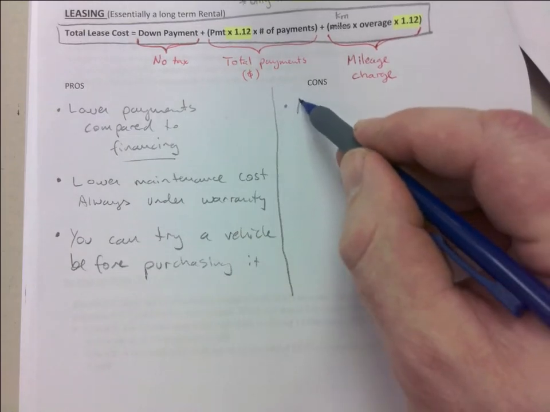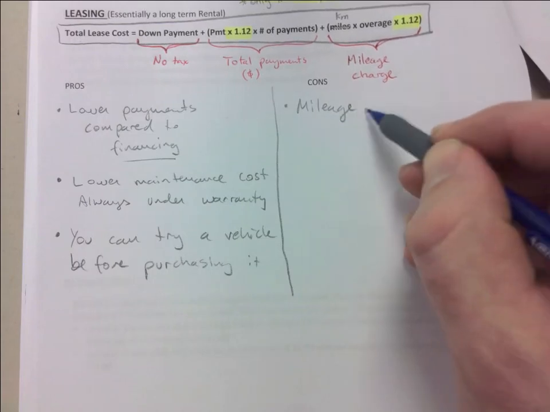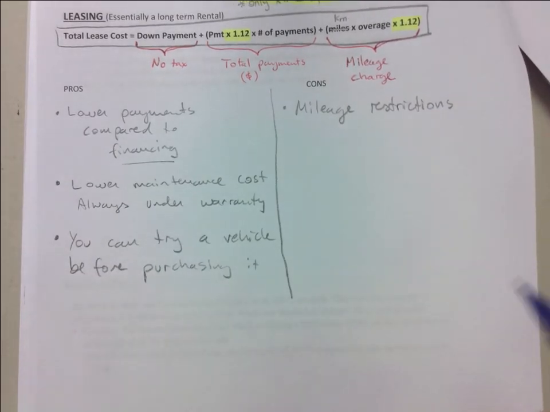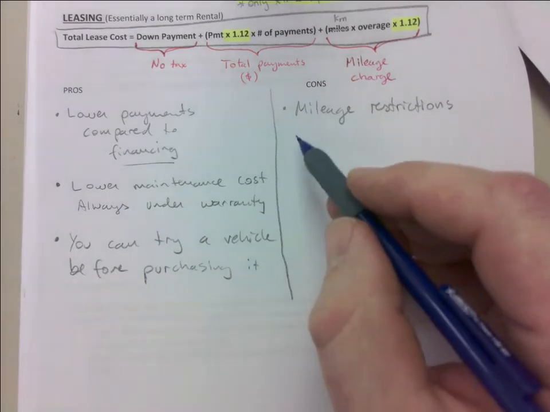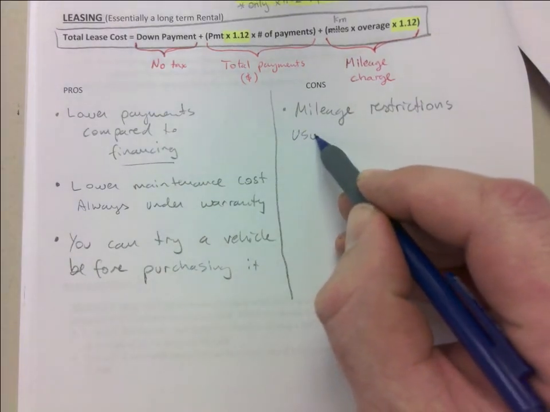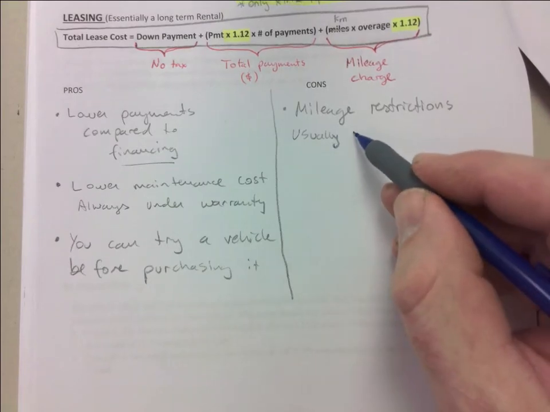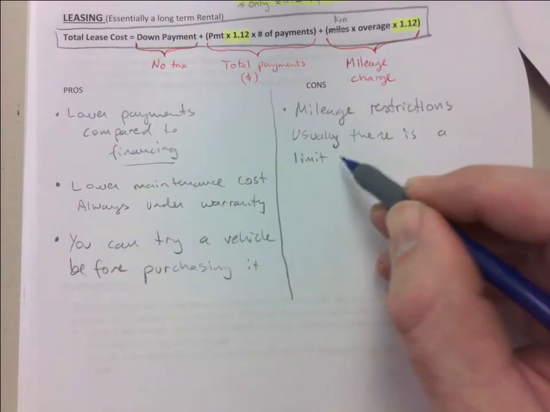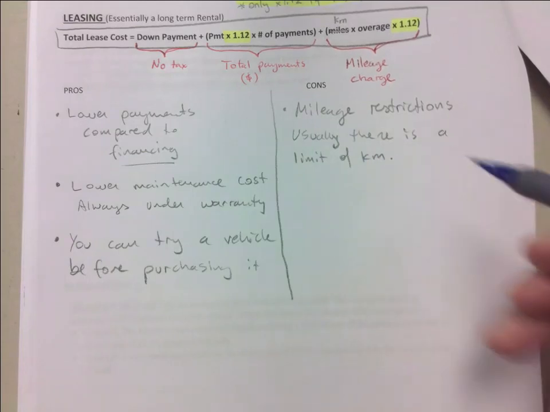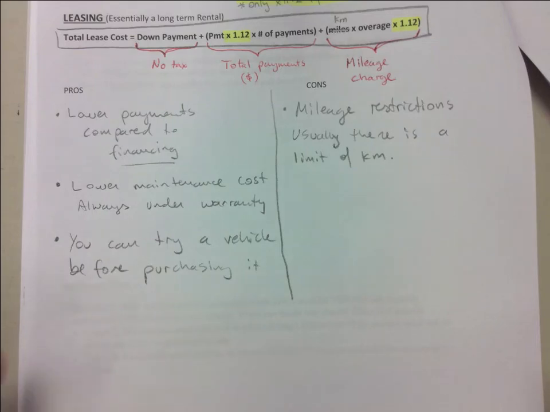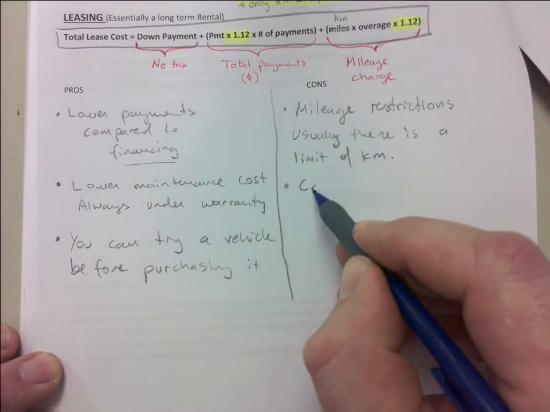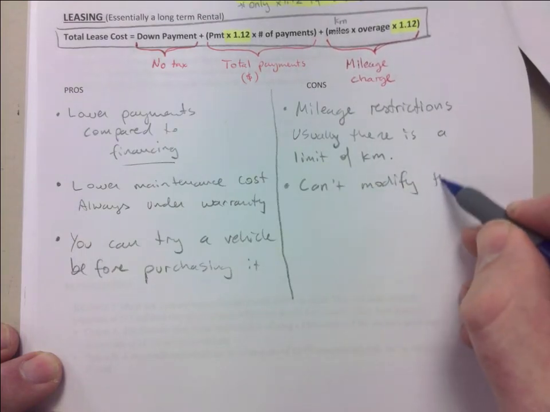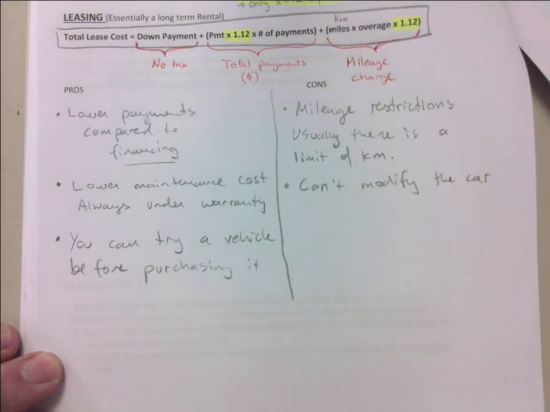Cons, mileage restrictions. And I will just leave it at that. If I asked you to explain it, I think you should just say usually there's a limit. You get charged if you surpass it. Okay. Another con is you can't modify it in any way. You can't add to it and customize it.